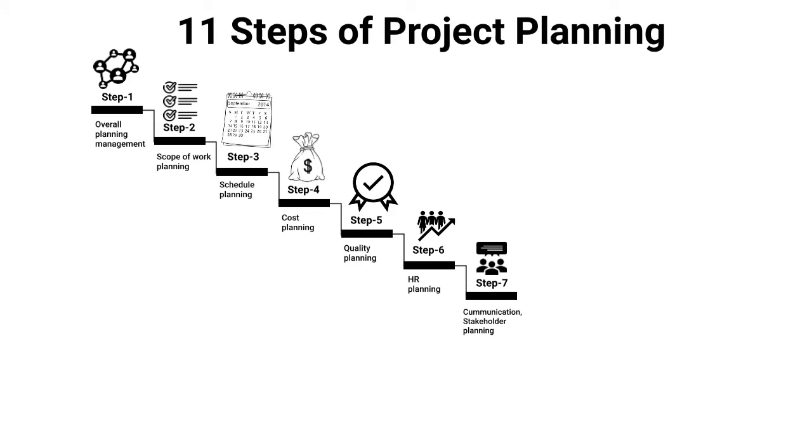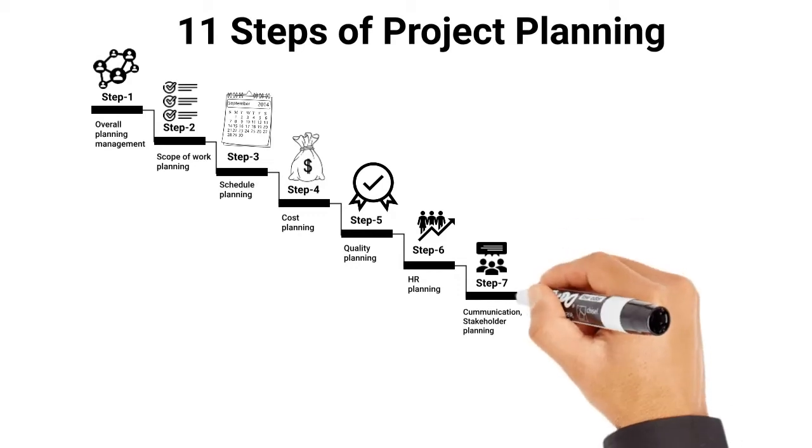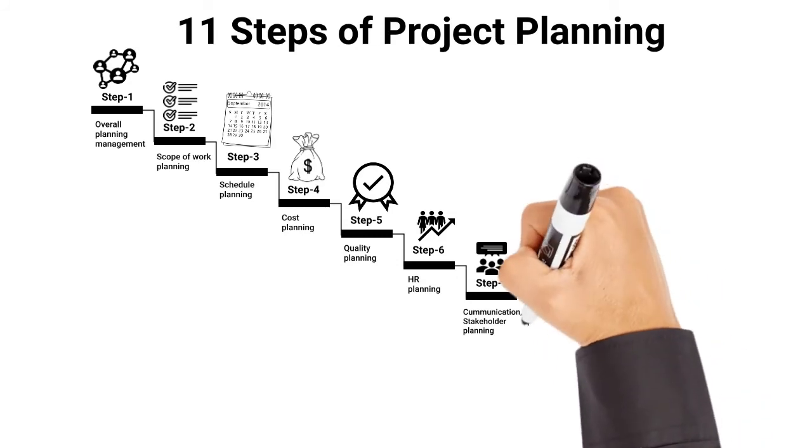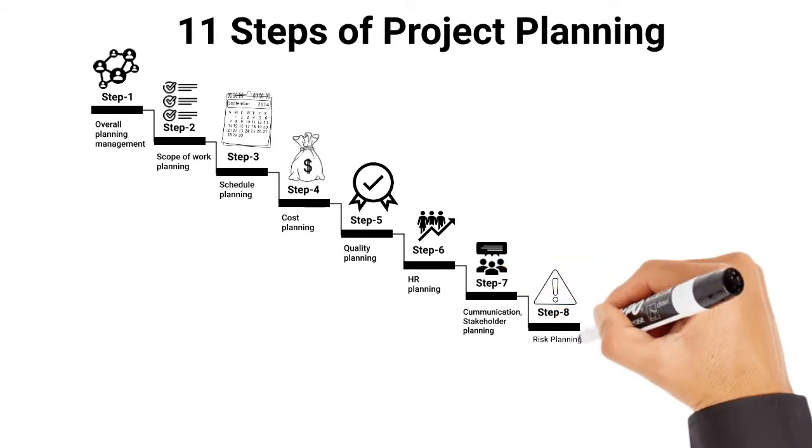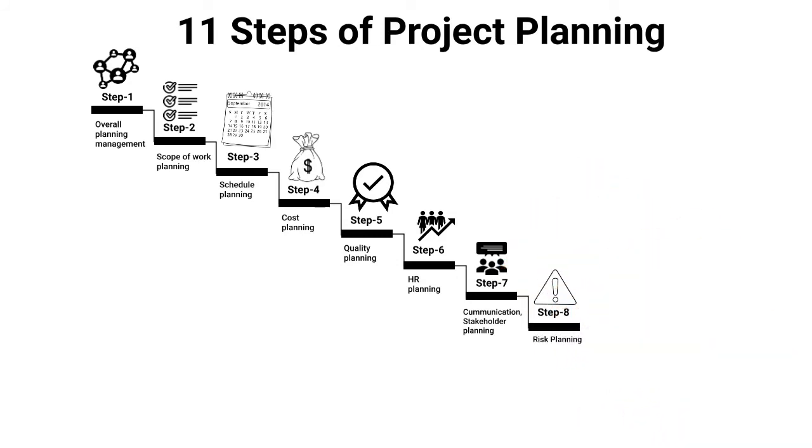Once the planning of scope, time, cost, quality, HR, and communication is completed, the team moves to plan the remaining uncertain items, which are mainly project risks. First, risks are identified and then qualitative and quantitative risk analysis is performed. Based on the output, a risk response plan is developed.